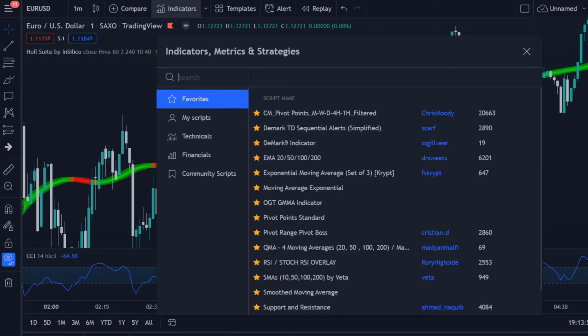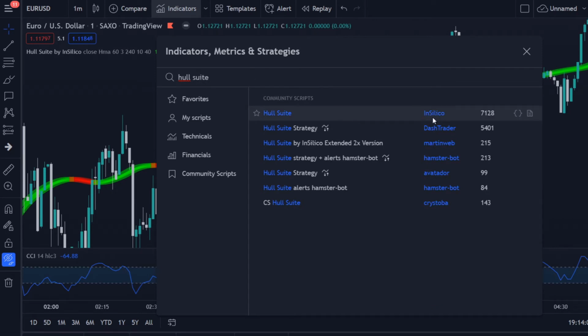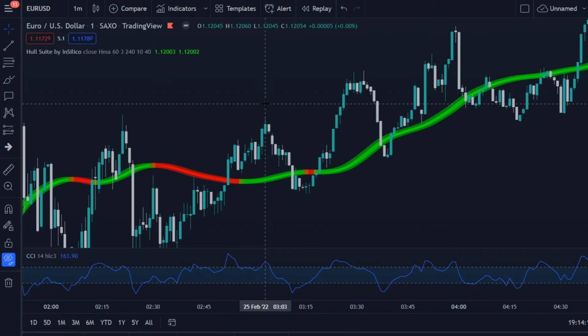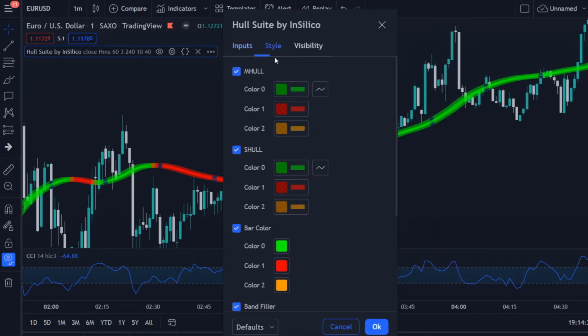We go to the indicator tab and we're looking for the Whole Suite indicator by In Silico. So we click on that. And next we have the CCI, which stands for the Commodity Channel Index, and we click on that as well. We do not use the default settings, so we are going to adjust the settings. Over here, make sure to use the 60 length, 3-4 hours, and the line thickness needs to be set at 10. And if you want to change the colors, that is possible as well.